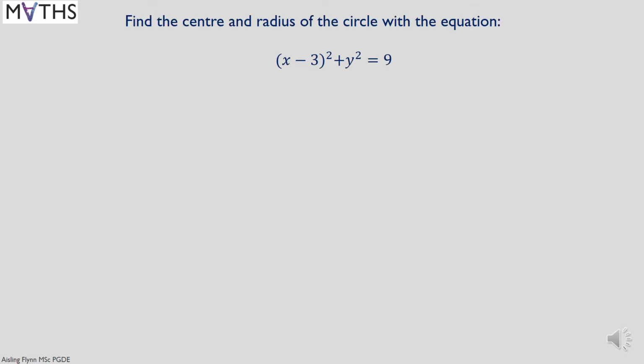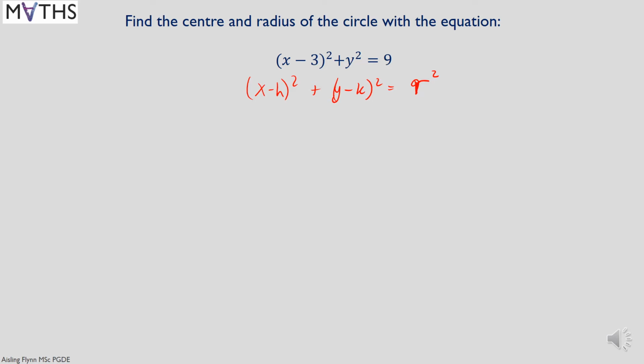Let's try another one. Find the centre and radius of the circle with the equation (x minus 3) squared plus y squared equals 9. So this one looks a little bit different in that there's a bracket missing. Let's write down what we're used to. (x minus h) squared plus (y minus k) squared equals 9 or r squared. Okay, and let's do some comparing.